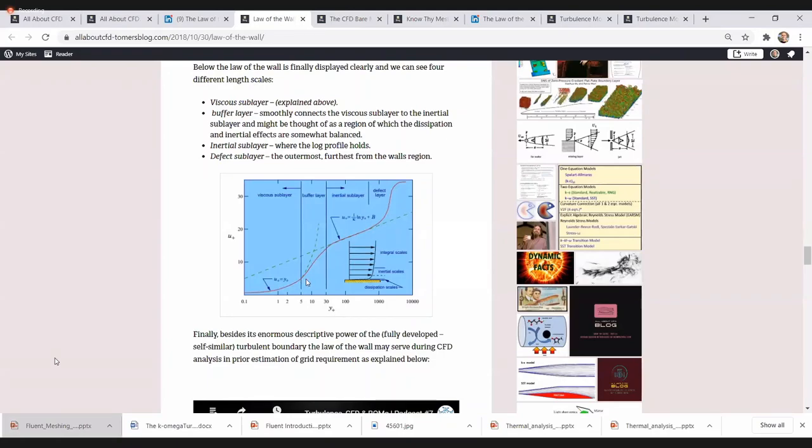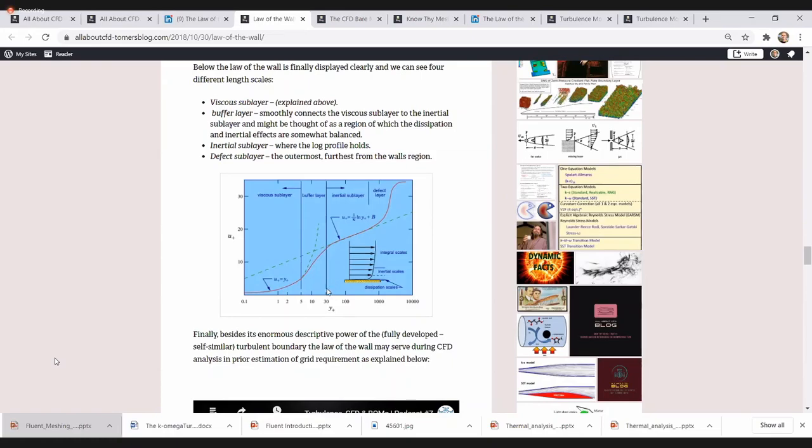Okay, this is a logarithmic graph. The y plus is a universal distance from the wall. From every y plus, we can calculate a physical y, which means that we need to place the first cell away from the wall at this physical y. It looks like this. We have the viscous sublayer. We have a connecting layer here, which we don't regard, called the buffer layer. And then there is the log layer.